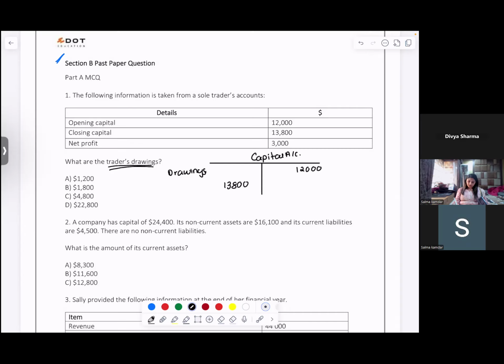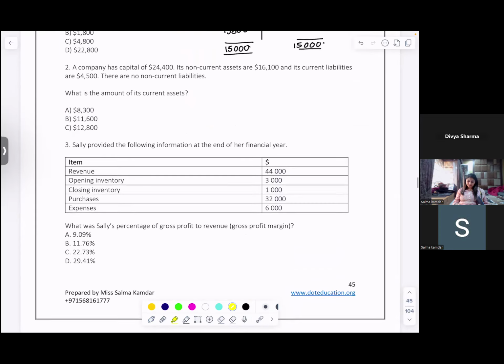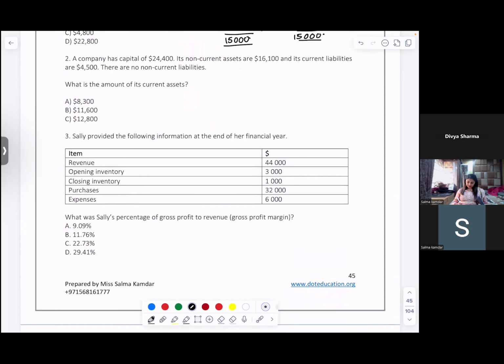Opening capital and profit would come on the credit side. So 15,000 minus 13,800 makes it 1200. So that's the balancing figure and the answer is A. Can we go to the next one? Tell me what you did.